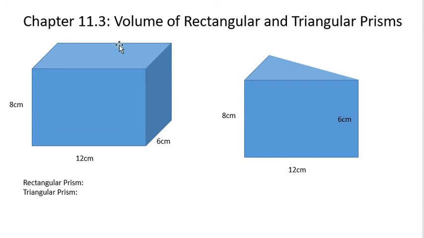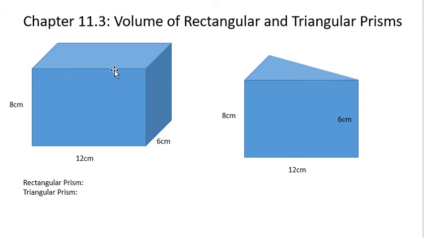So here we see an example of a rectangular prism. All of the faces are rectangles. So I have here 6 different faces. But for today, we're looking at volume of these two prisms. The volume would be how much space it takes up. In other words, how many centimeter cubes would I need to make this structure?